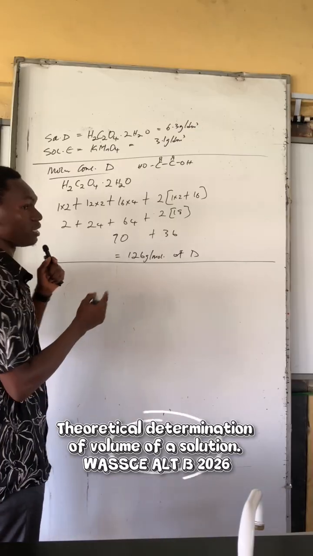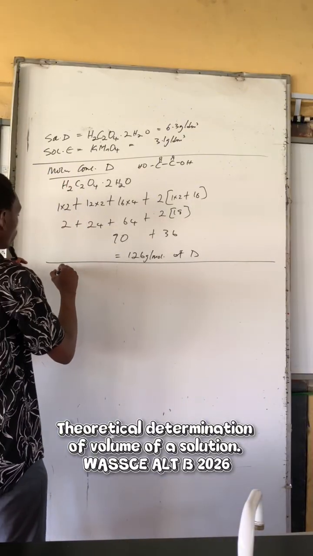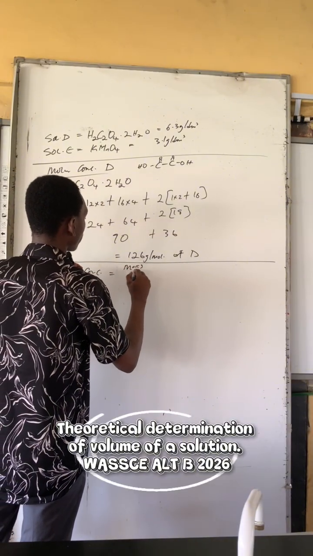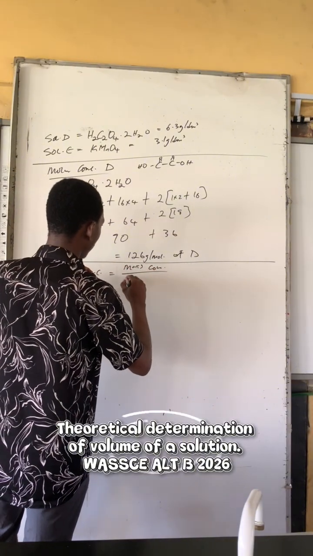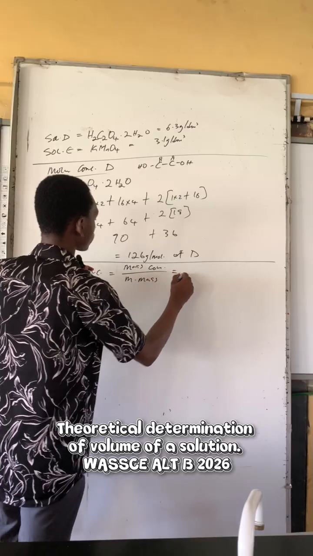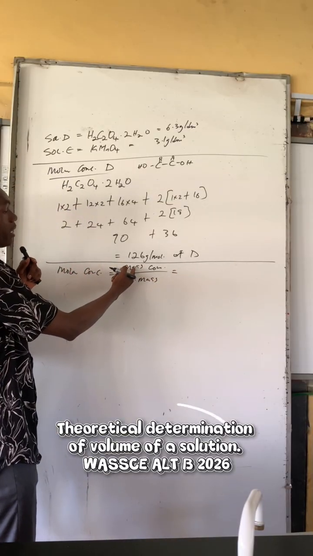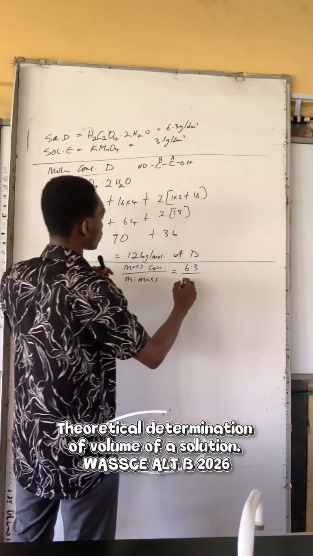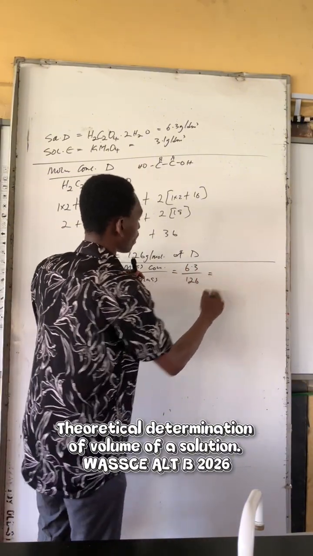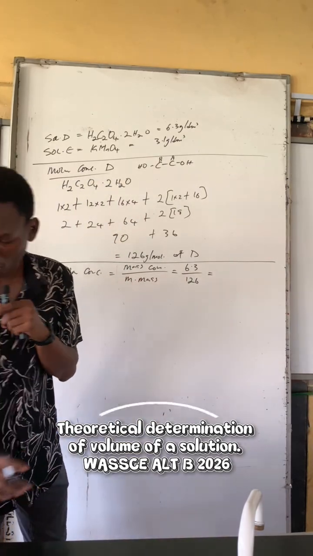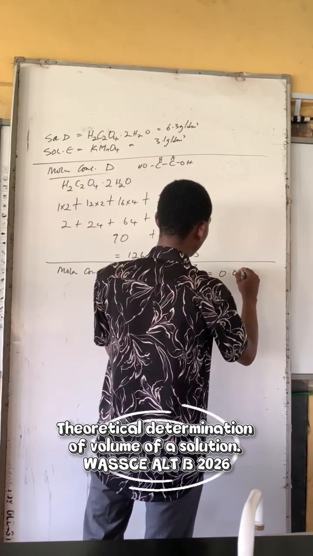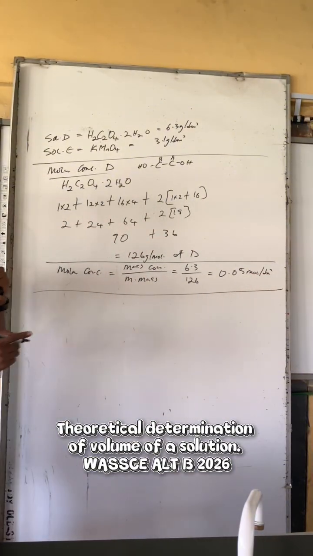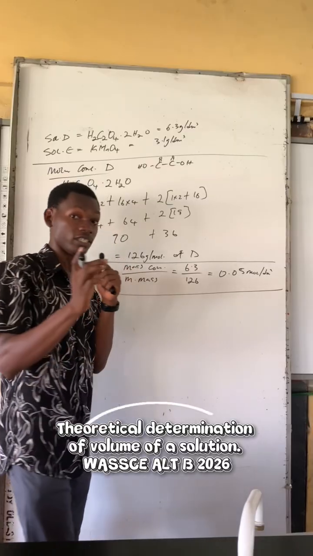So how do we now calculate the molar concentration? We know that molar concentration is equal to mass concentration all over the molar mass, right? And what's the mass concentration? 6.3 all over the molar mass, 126. And if we simply divide that, we are going to get 0.05 mole per dm cube of D. So this is the molar concentration of the D to be used.